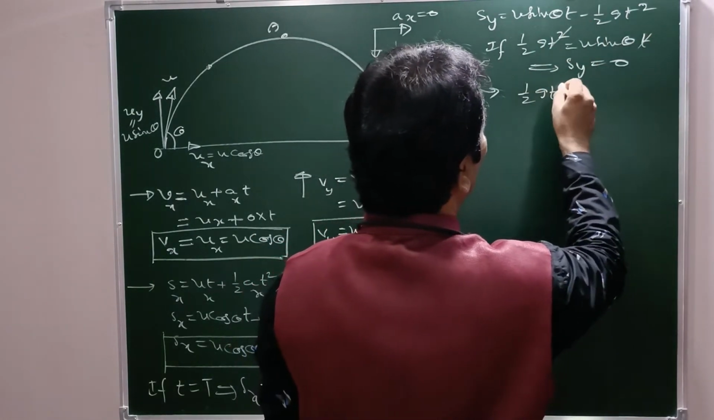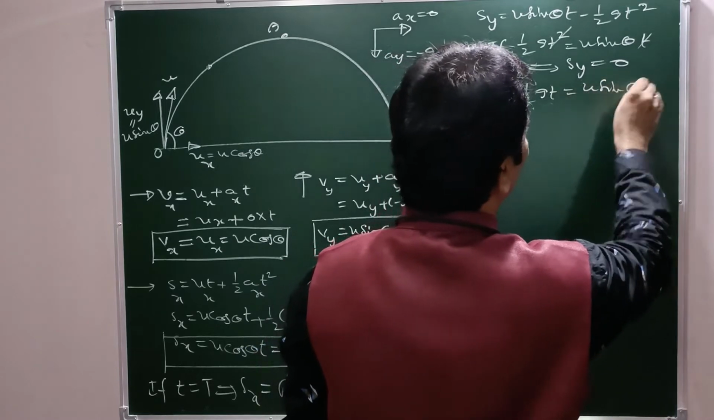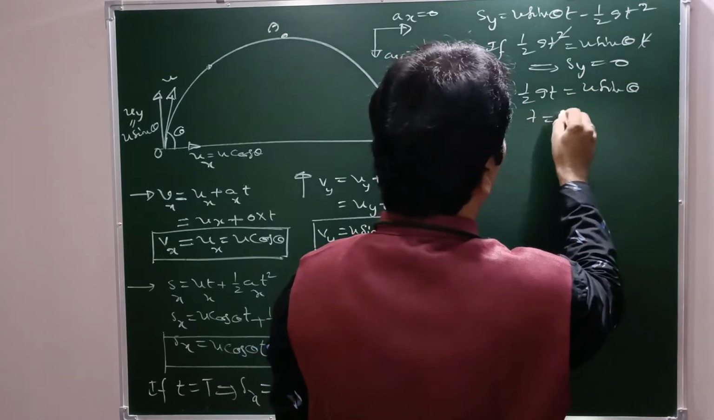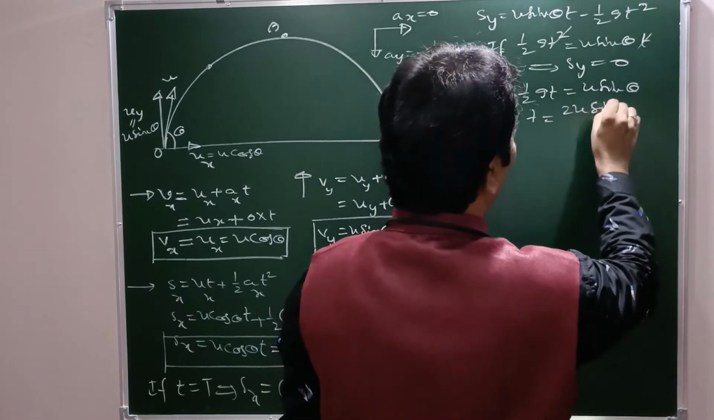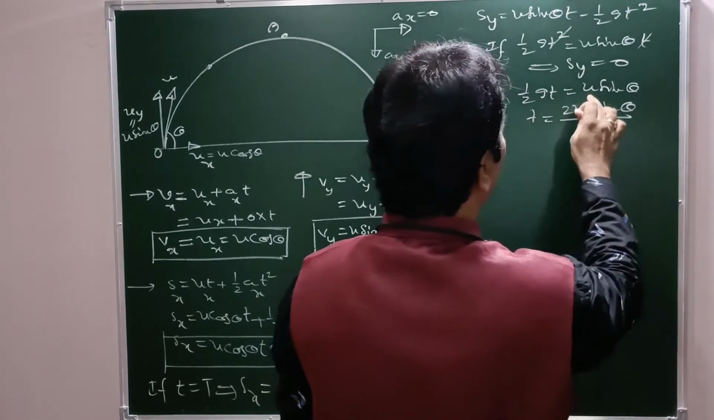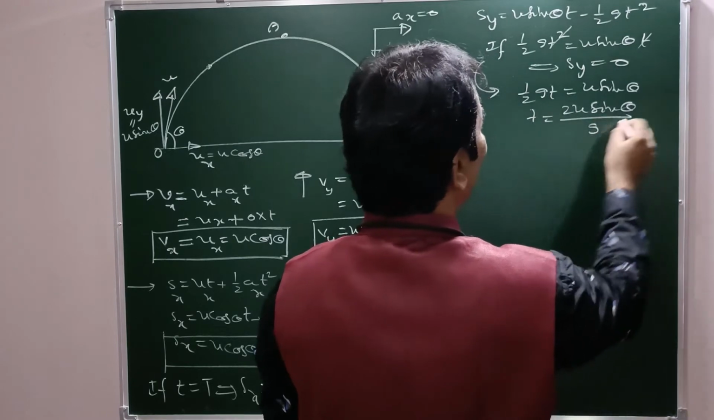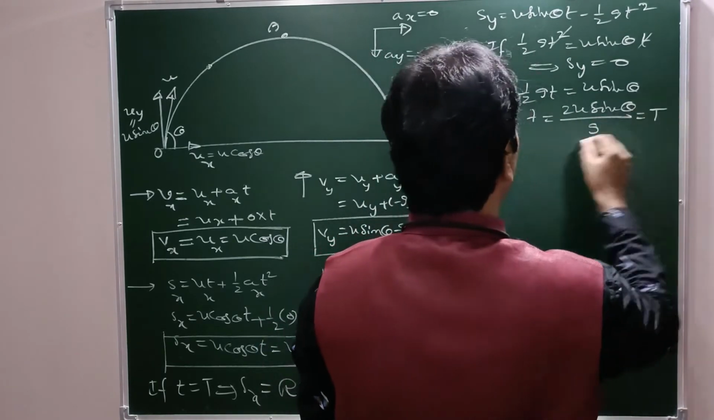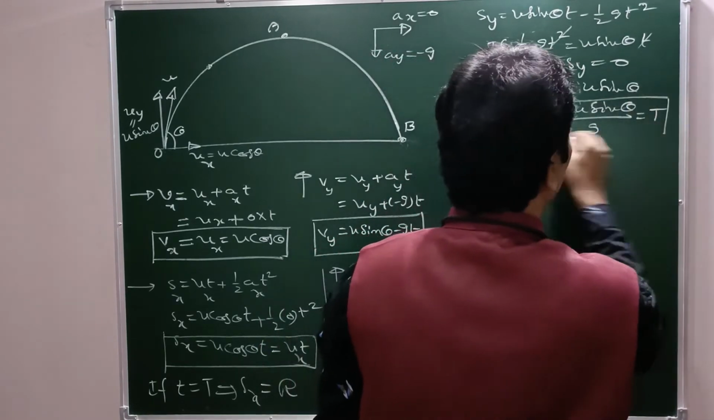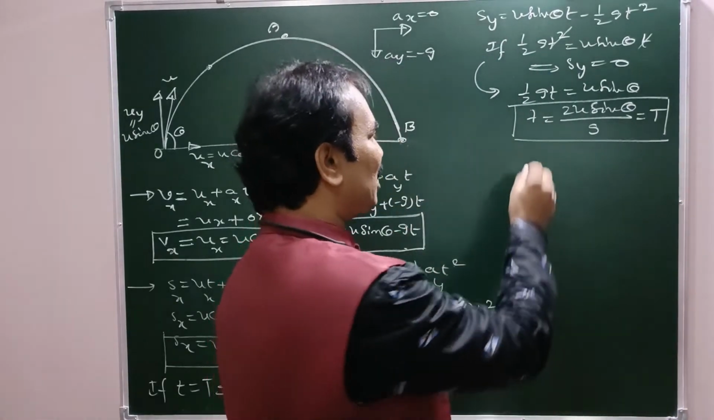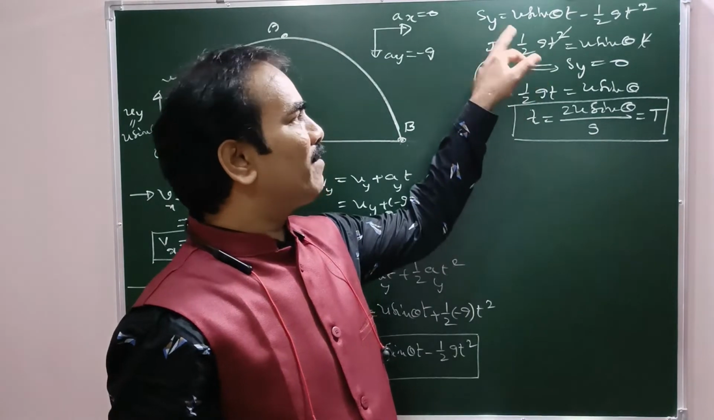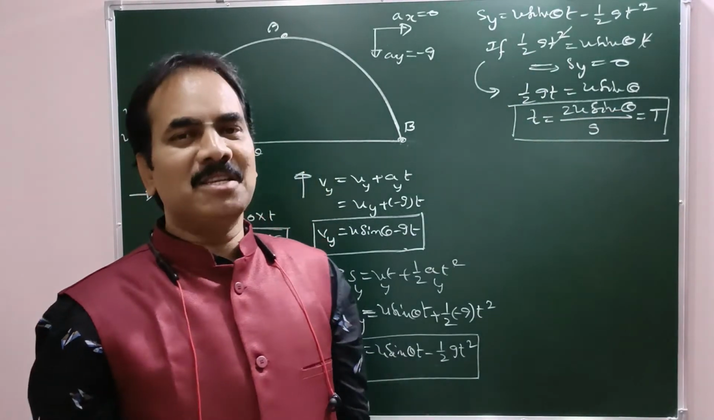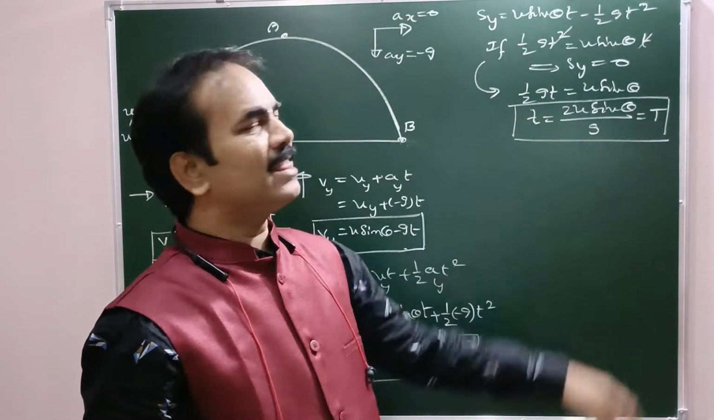Of g into t becomes equal to u sin theta. So t equal to u sin theta by g, into 2, that is 2u sin theta by g. In fact, this is what we call the time of flight, capital T. So in what time does Sy become 0? In 2u sin theta by g, 2u sin theta by g.